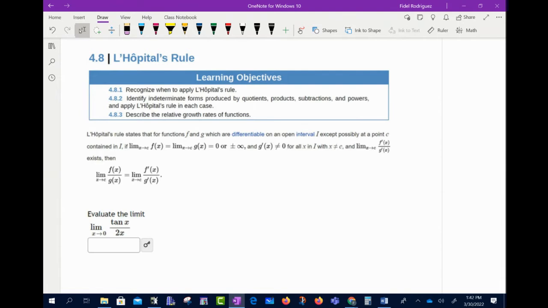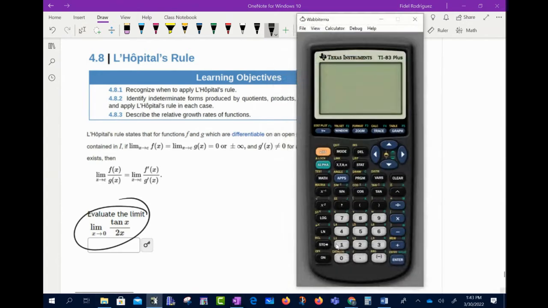So I want you to think about this for a second. If we were to try to find the limit here, what is the limit as x approaches 0 of tangent of x over 2x? So I'm first going to grab my calculator and make sure that I'm in radians. Yeah, I'm in radians. Okay.